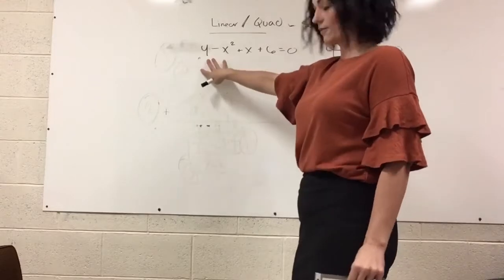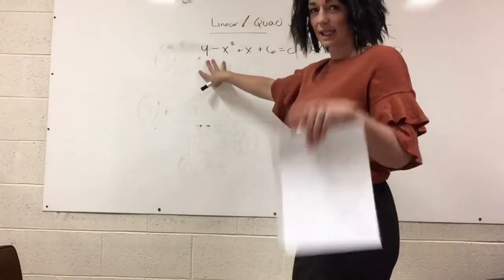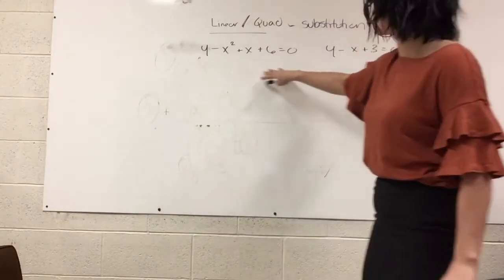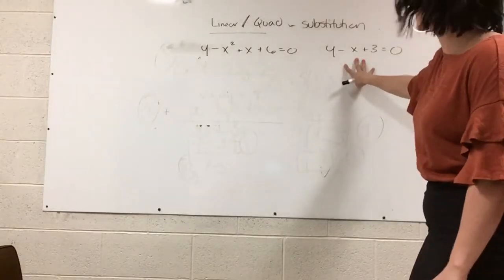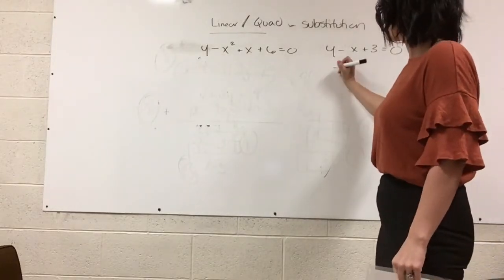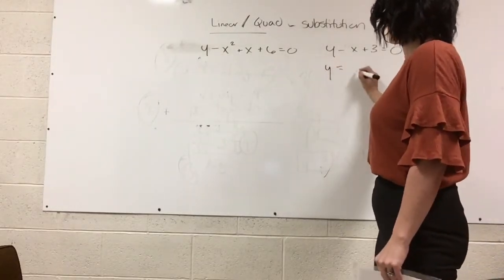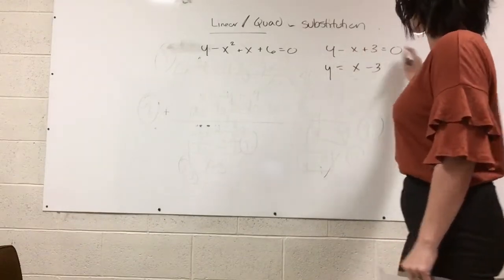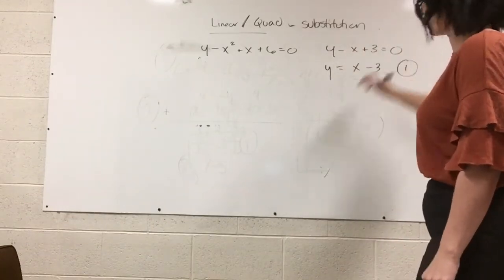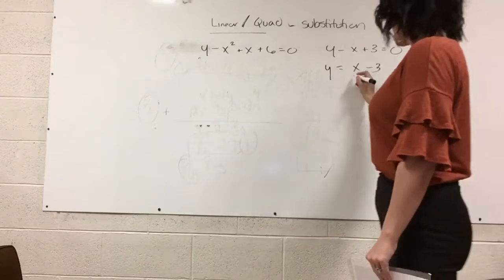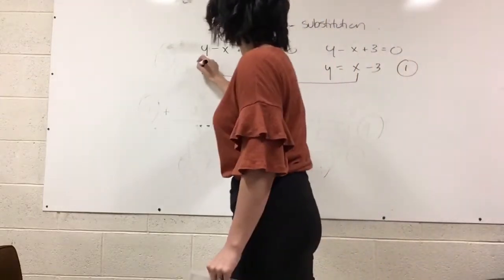So I can either isolate for y here, but honestly, if I have a linear and a quadratic, I'm going to make my life easier, and I'm going to pick the linear and rearrange for either x or y. So I'm going to rearrange this for y. So y equals x minus 3, so I just put everything on the other side, so that's my very first step. My next step is to plug that y in here.